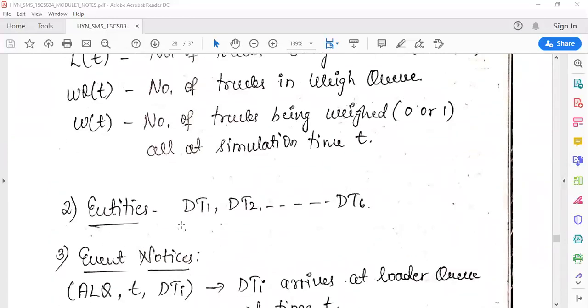Second is entities. What are my entities here? We have 6 dump trucks. This problem itself is defined as a 6 dump truck problem, so I will write them as DT1, DT2, and so on up to DT6.